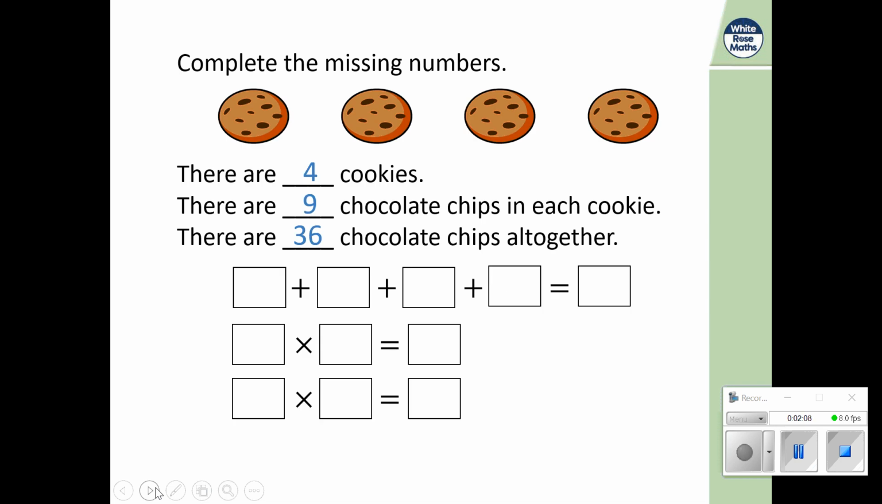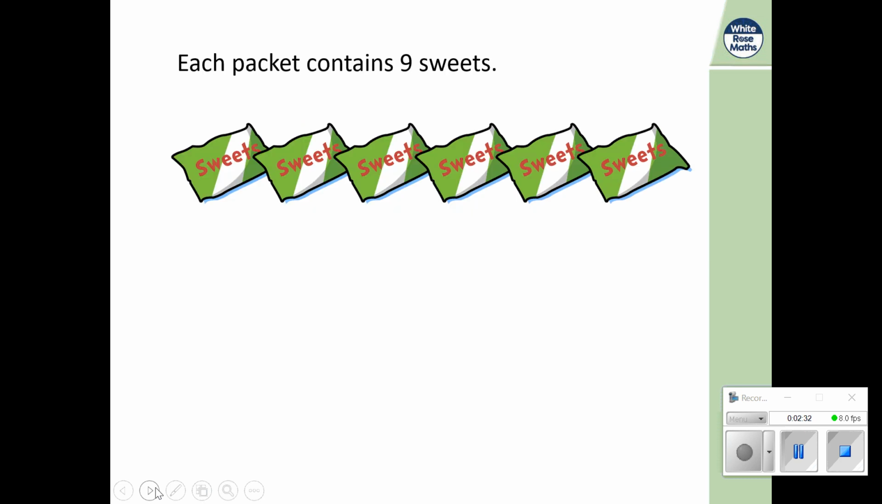Let's look at this now as a number sentence. So we've basically got 4 9s. 9 add 9 add 9 add 9, which is 36 if we added all of the chocolate chips together. But we can make our life easier by turning that into multiplication. So 4 times 9 is 36. But then again, using the law of commutativity, we can say that 9 times 4 is also 36.